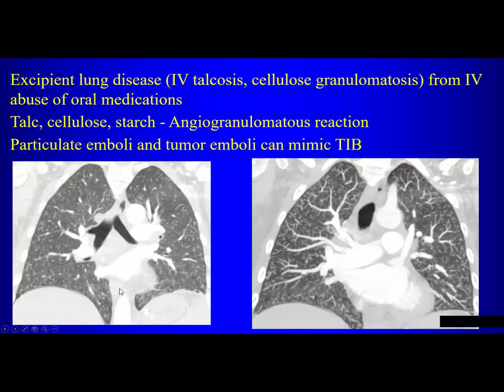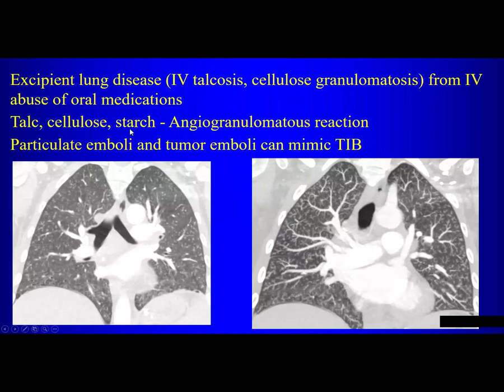So this is called excipient lung disease, IV talcosis, or cellulose granulomatosis. It results from intravenous abuse of oral medication. They take pills that are supposed to be taken orally, and inside the pills there's talc as a binding agent, and starch. When they inject that intravenously, the talc and binding agent embolize to these small blood vessels, and that gives you these tree and bud opacities.